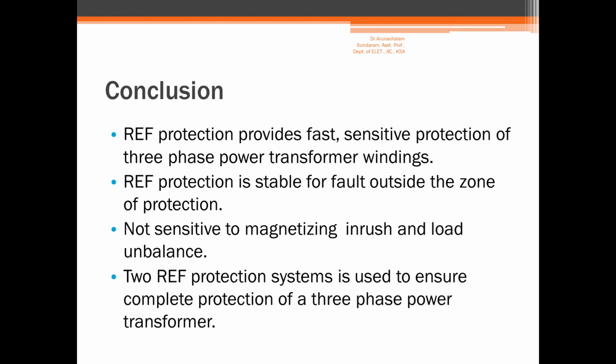So let me highlight it for you. It is very fast and more sensitive than differential protection, and it is stable for faults outside the zone of protection. It is not sensitive to magnetizing inrush and load balance, but you have to remember you have to use two restricted earth fault protections, one on the primary side and one on the secondary side, to ensure complete protection of the three-phase power transformer. So these are the references, and thank you so much, and we will do this experiment in the lab class.